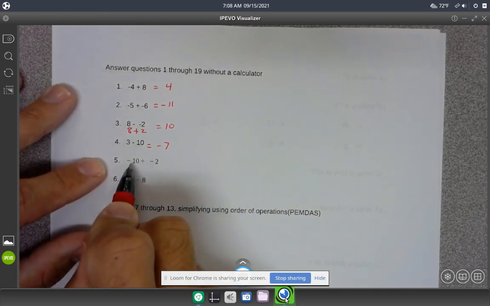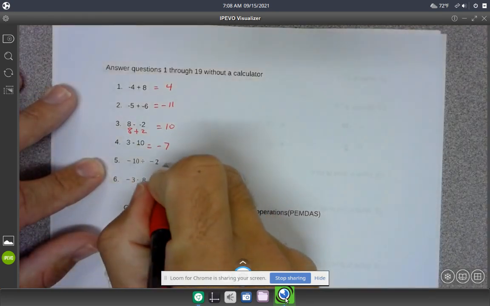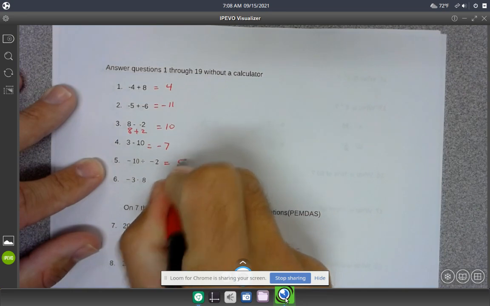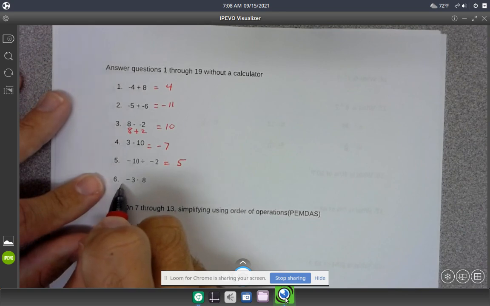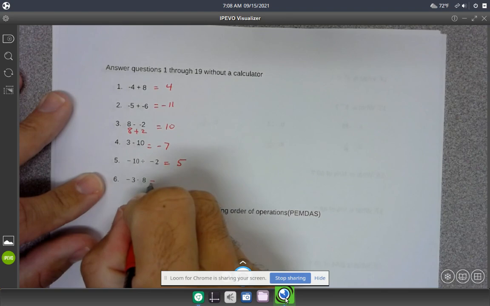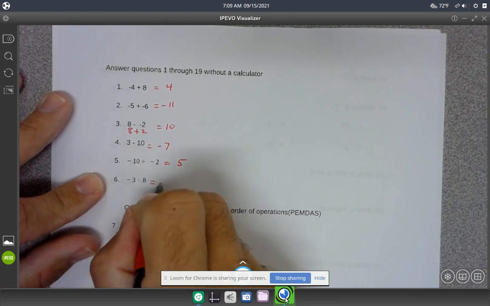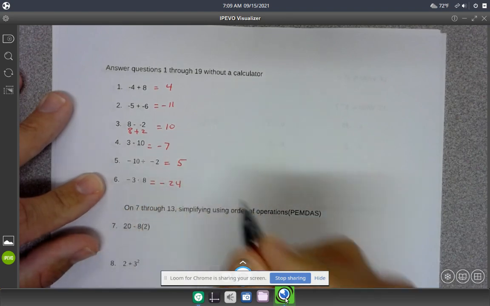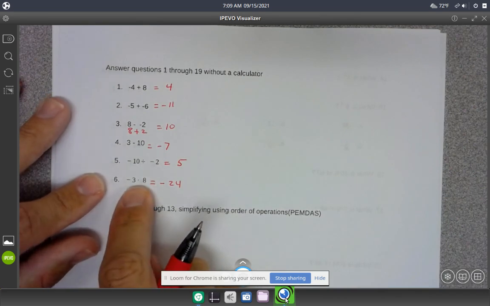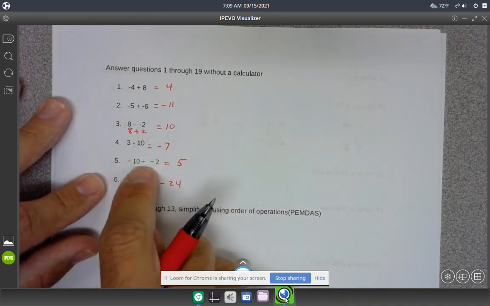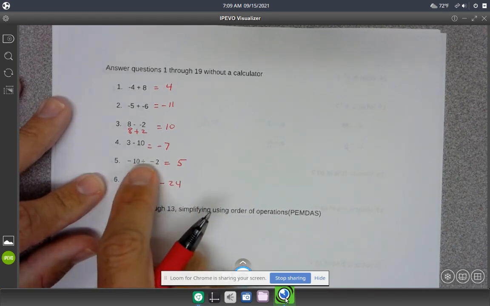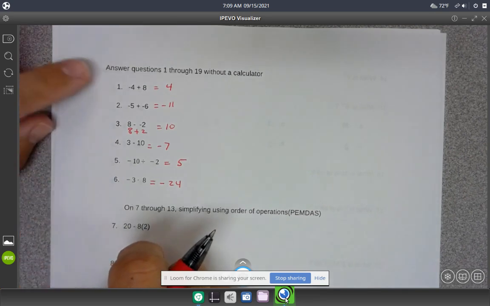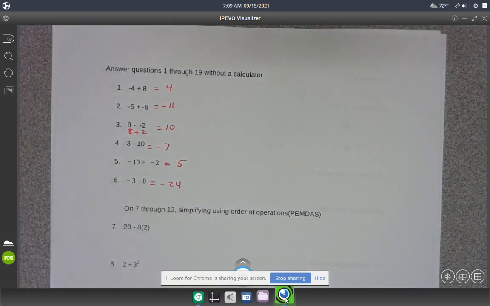All right, number 5, you have a negative divided by a negative, so the answer is going to be positive. All right, so it's positive 5. Number 6, you've got one negative, so you've got a negative times a positive. The answer will be negative. All right, this will be negative 24. So if you have one negative, the answer is negative, but if you got two negatives, the answer switches back to positive. That's just the rule for division and multiplication. It's not the same idea for addition and subtraction.